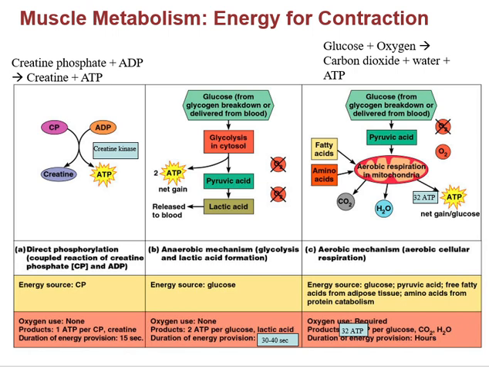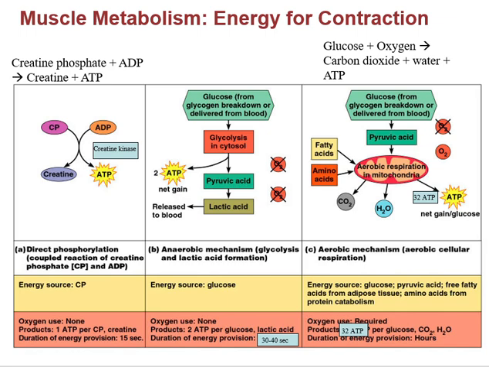But the method, I should say, that makes the most ATP per energy source is going to be the aerobic mechanism that utilizes oxygen, or it's also known as aerobic cellular respiration. Now, its energy source is generally glucose, but it can be pyruvic acid, free fatty acids from adipose tissue, or amino acids from protein catabolism. Oxygen use is required in the aerobic mechanism and not required in direct phosphorylation or the anaerobic mechanism. But it gives us anywhere from 32 to 34 ATP per glucose and generates CO2 and water as a byproduct.